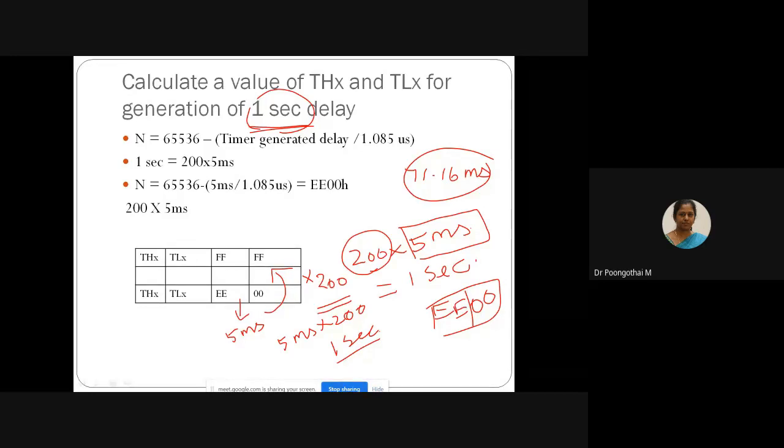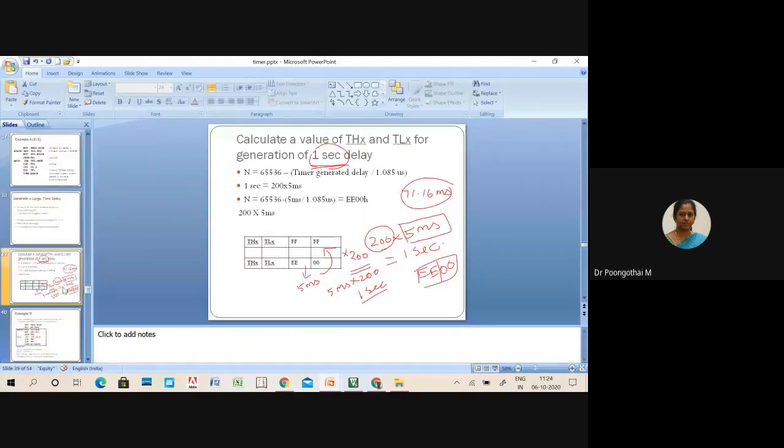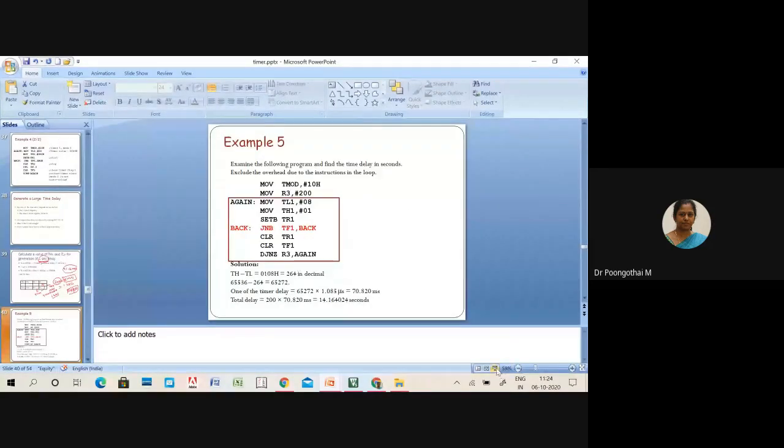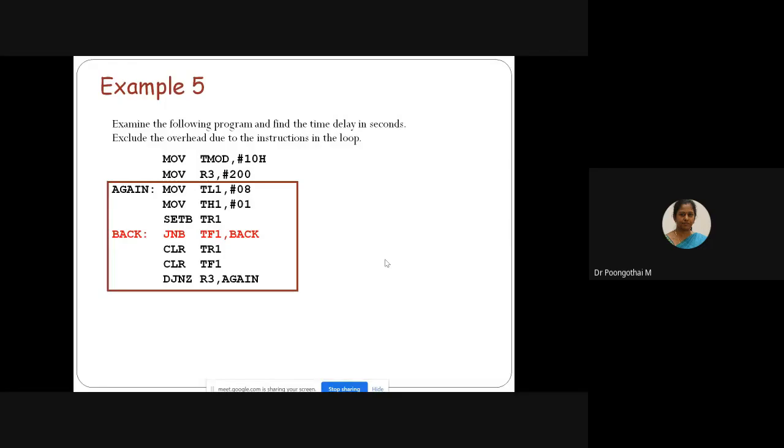So 5 millisecond delay in a loop. The loop should be executed 200 iterations. That will generate a 1 second delay. This is one way of generating delay for larger values. Now you analyze this code and find out the answer. Observe the following program and find the time delay in seconds.